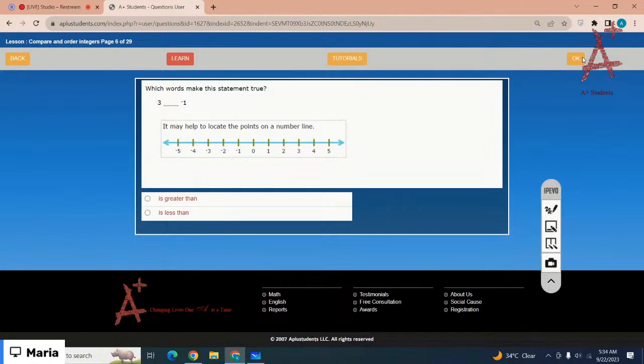Which words make the statement true? 3 and -1. We are comparing a positive and a negative number, right? So positive numbers are always greater than the negative numbers. So 3 is greater than -1.